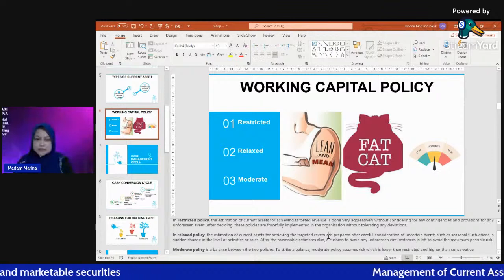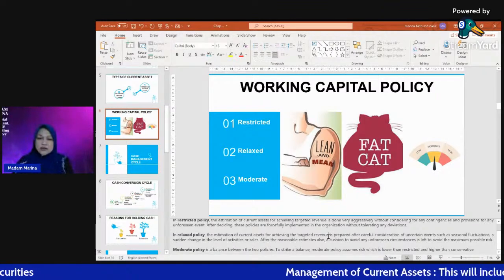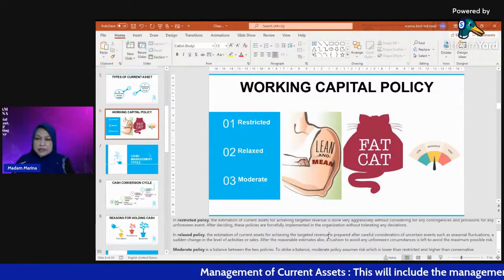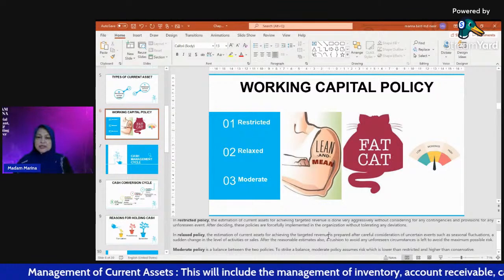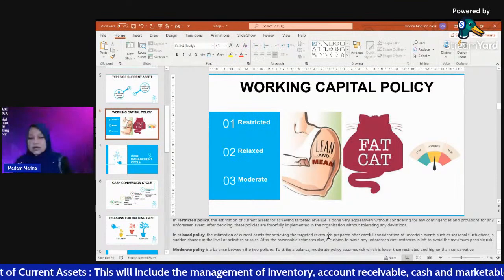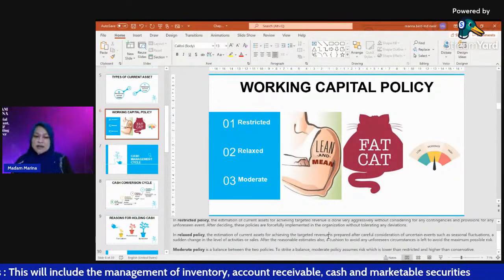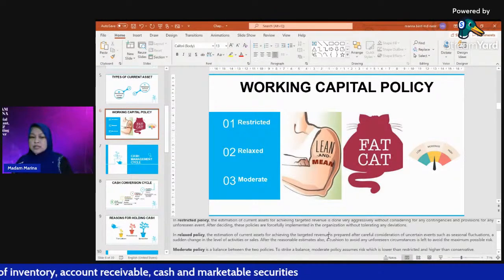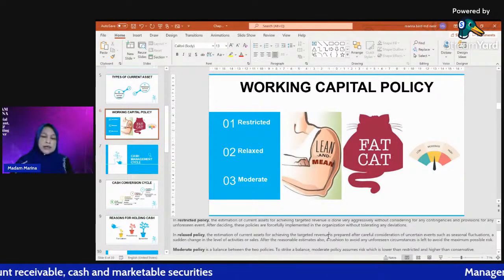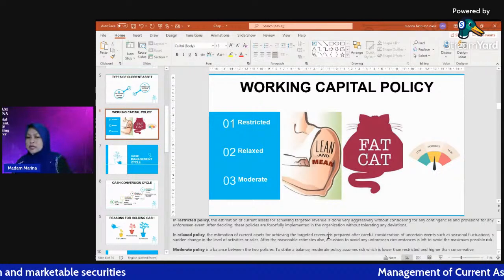Okay, this is very aggressive. No matter what is happening in the industry or in the country, we need to get this level of current asset. That's restricted. The difference from the relaxed is that the relaxed policy considers any circumstances.